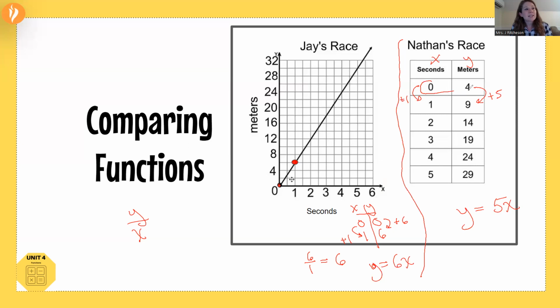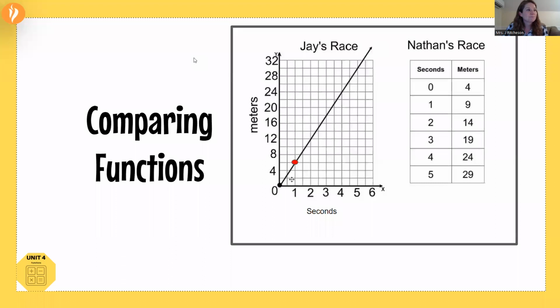But notice that Nathan at 0 seconds started on meter 4. So he didn't start at 0, at the beginning banner. He started 4 meters beyond it, but Jay started at 0. So even though at the beginning Nathan is farther, Jay is actually running faster. He has a greater rate of change. So whatever number is being multiplied by x, that's our rate of change. And so by finding the rate of change for Jay and Nathan, we find out that Jay has a greater rate of change. He's actually running faster than Nathan.